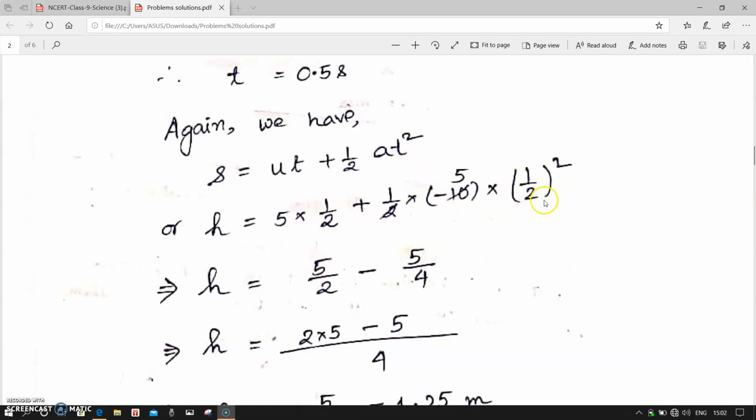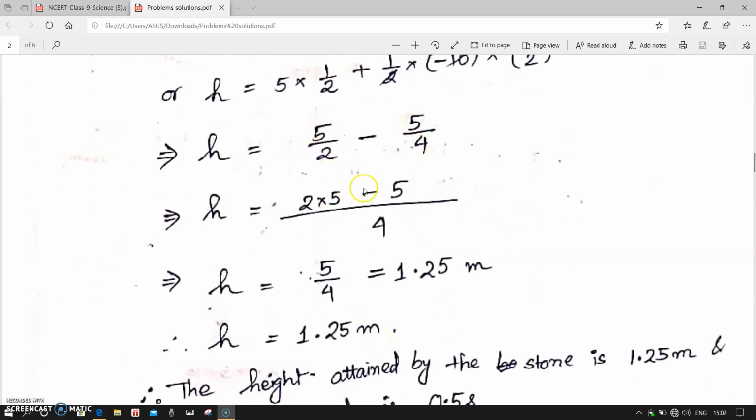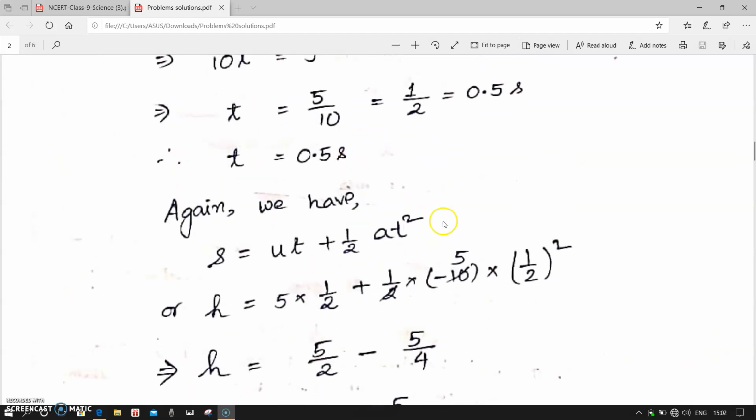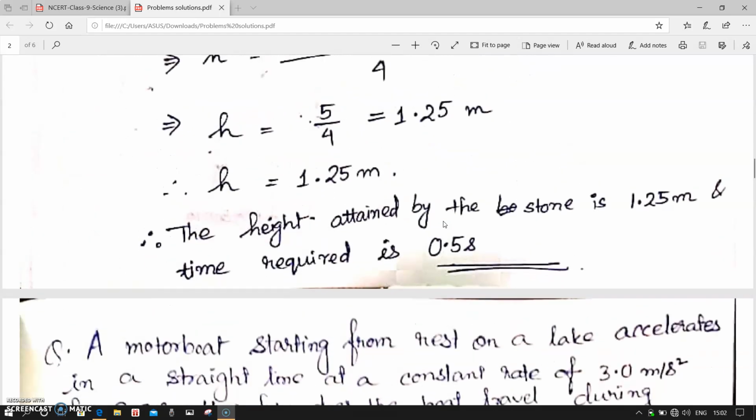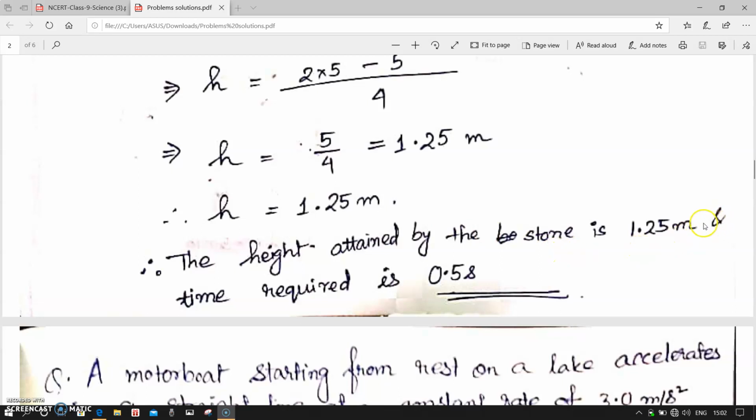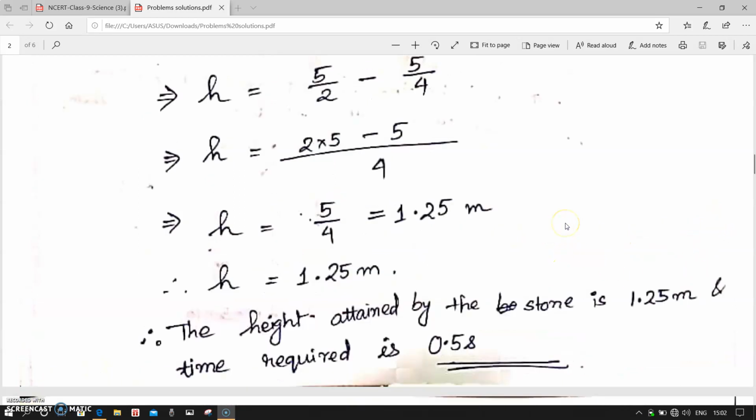So half square is 1 by 4. You can calculate it, simplify it. This is 5 by 2 minus, plus into minus is minus 5 by 4. Now you take the LCM, you simplify, you get the value as 5 by 4. So height is equal to 5 by 4 meter, which is equal to 1.25 meter. So the stone attains the height of 1.25 meter and it takes time 0.5 seconds to reach that height. The height attained by the stone is 1.25 meter and time required is 0.5 seconds.